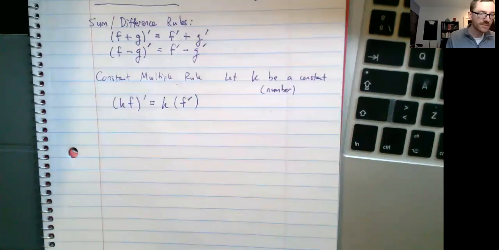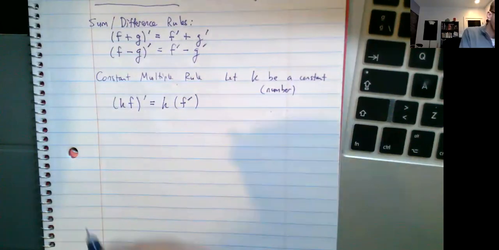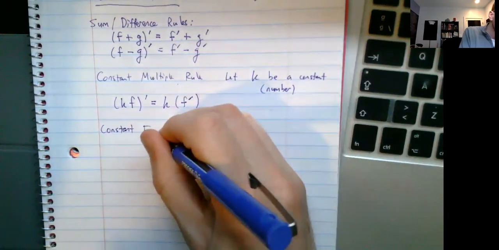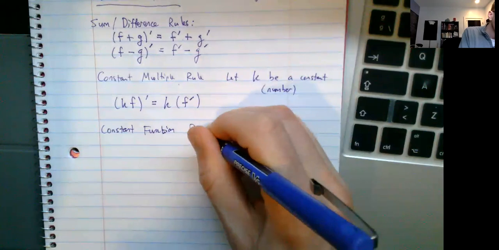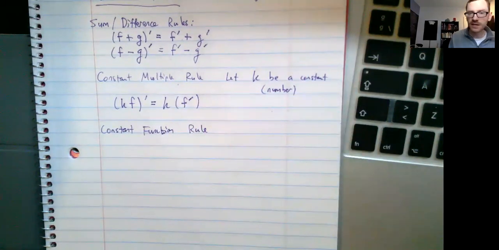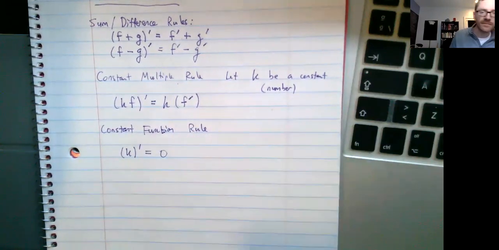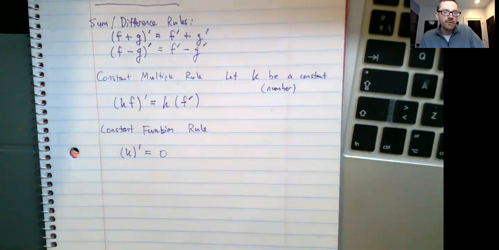So, 2 more rules. The constant function rule. Again, let k be a constant. So k is like a number or something. Then the derivative of k itself is always just 0. The derivative of any constant function is 0.